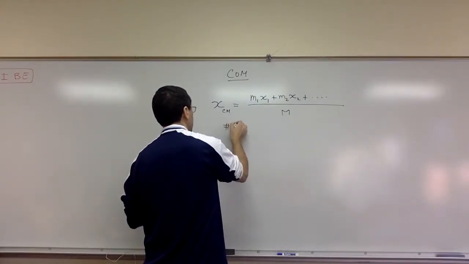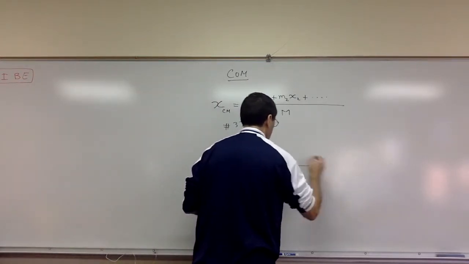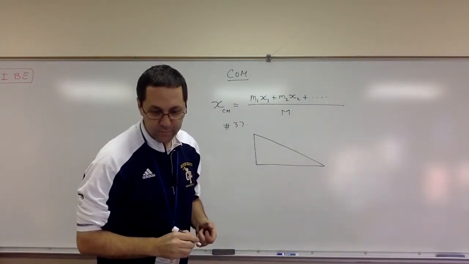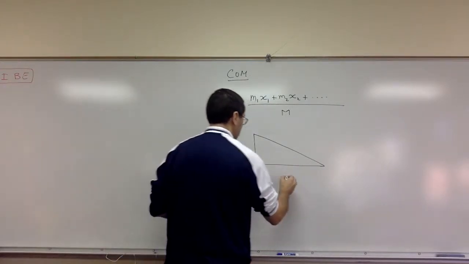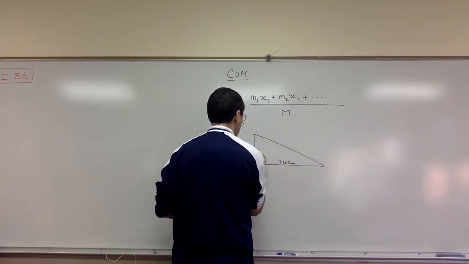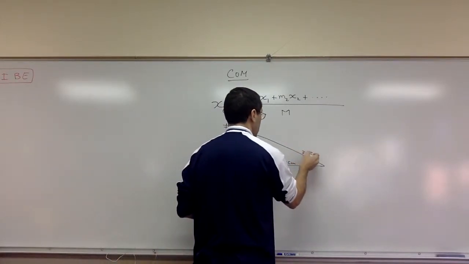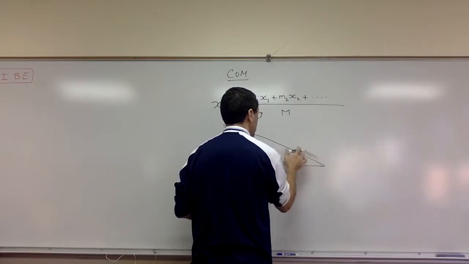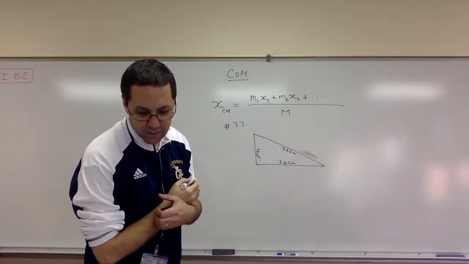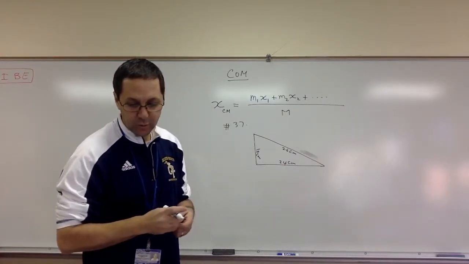Number 37 in the packet. So you basically have a triangle. This side is 24, it's 10 centimeters here, and it's 26 centimeters here. And we want to find the center of mass for this object. So I'm going to do it for both the x and the y.